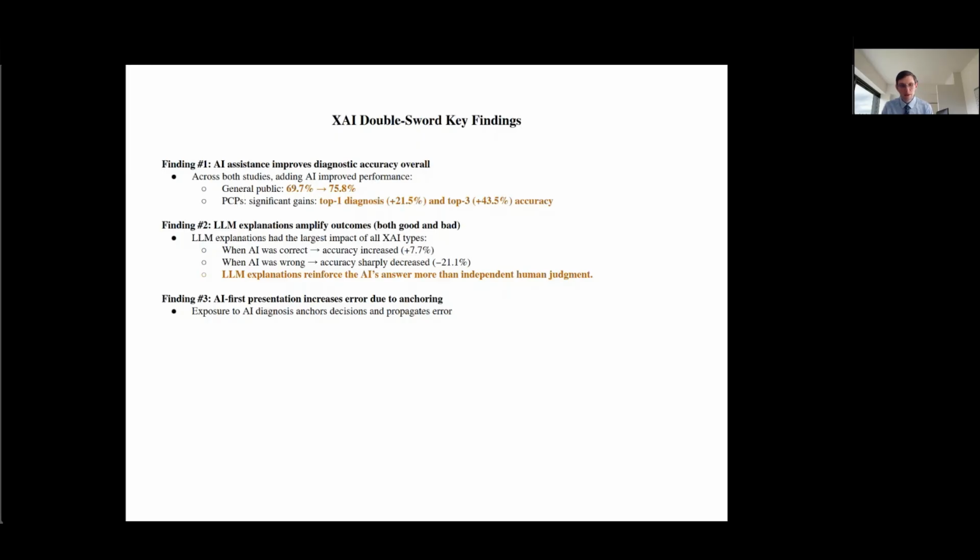And that leads to the third finding, which is that an AI first presentation increases the error rate, usually due to anchoring. So the exposure to the AI diagnosis really anchors the decision and it propagates the error. So when you see an AI prediction, that is really playing into the overall judgment of the physician and influencing them one way or the other very strongly.